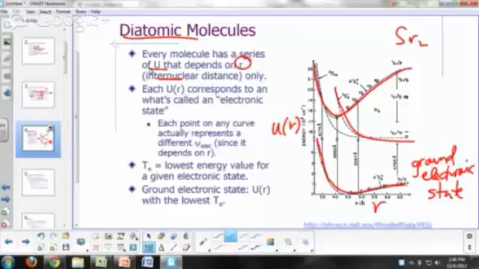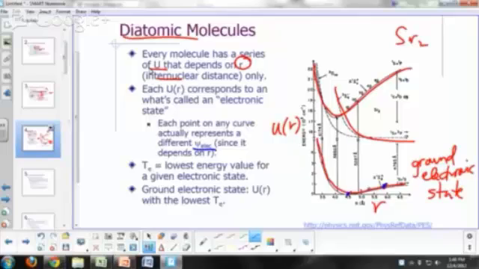Any point on these curves would actually represent a wave function, since your wave function depends on R. It corresponds to one wave function and one electronic energy. And the lowest possible energy value within a given electronic state is called the Te.